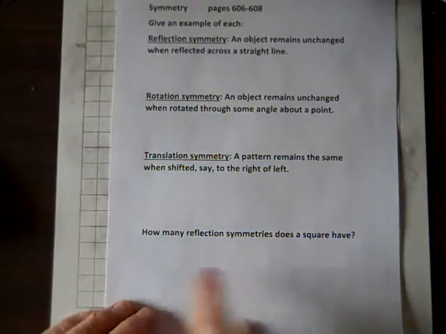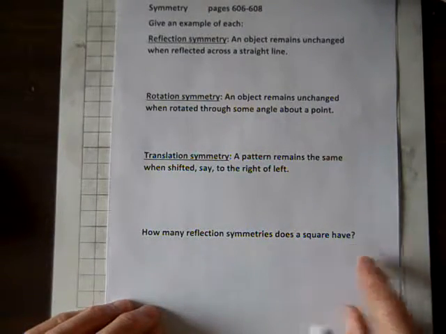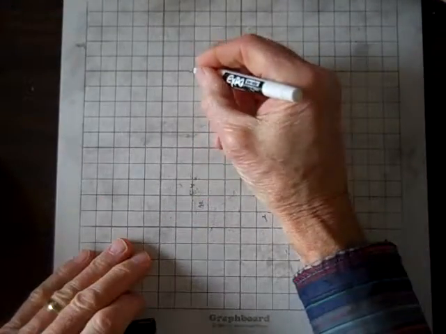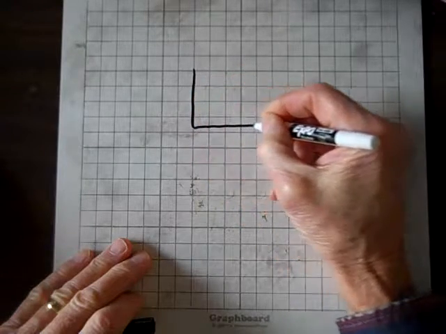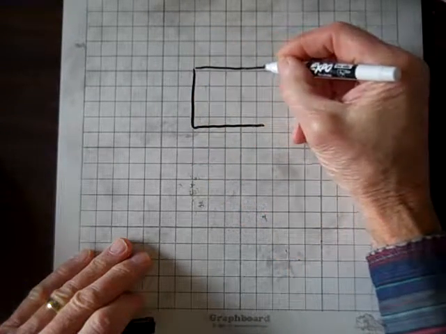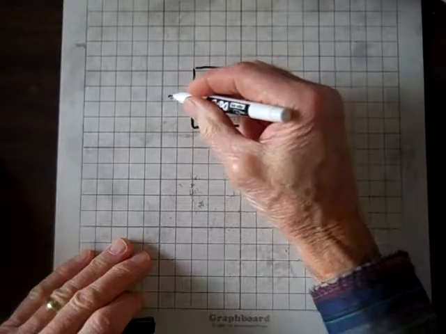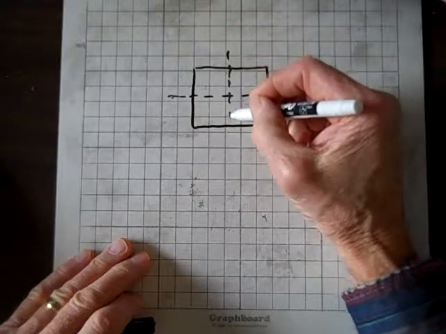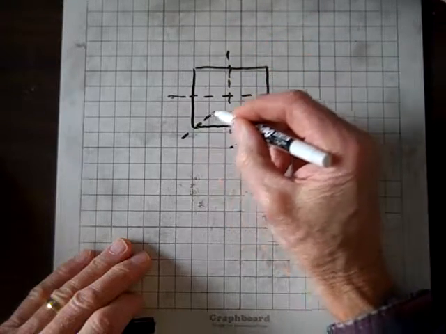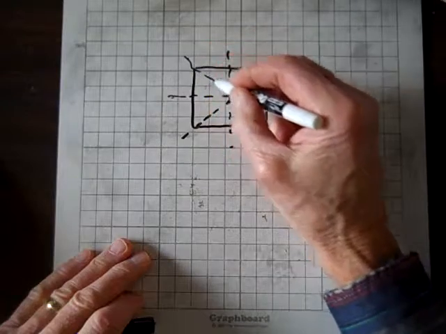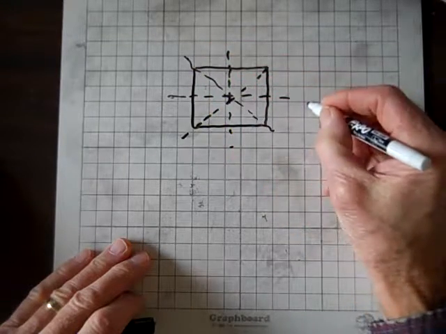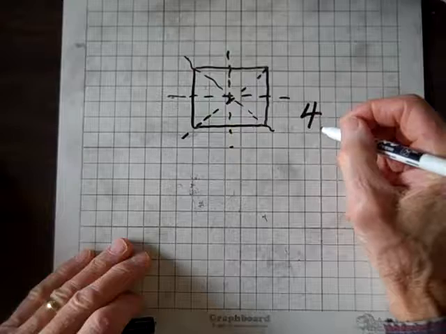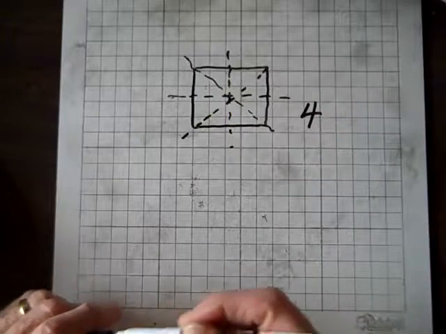Our final question is, how many reflection symmetries does a square have? Well, let's look at a square. And we can reflect it across that line, so that's one. We can reflect it across that. We can also reflect it across the diagonals. So I would say a square has 4 reflection symmetries.